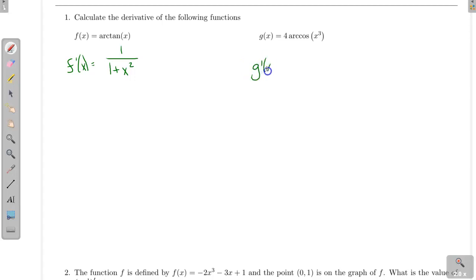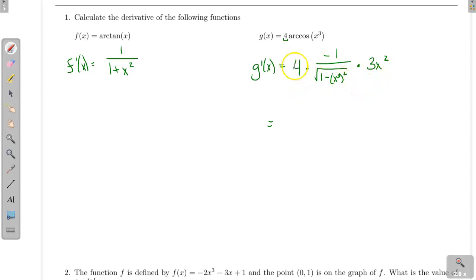Next one, g prime of x. First of all, any constant in front of something you're taking the derivative of can just stay. So the 4 is just going to hang out at the front for right now. All right, and then we have x cubed inside of arc cosine of x. This is a chain rule. So the first thing I'm going to do is the derivative of arc cosine, which is negative 1 over the square root of 1 minus x squared. But the x that's in that normal formula is whatever's in the parentheses, so x cubed, squared. And then again, because there's something on the inside, we have to multiply this by its derivative, 3x squared.